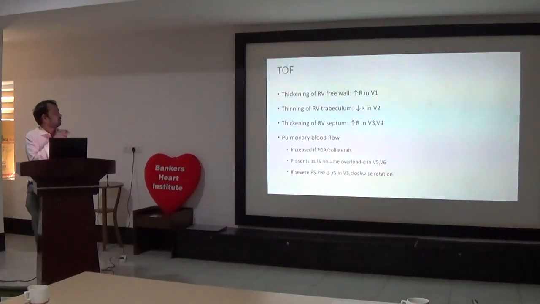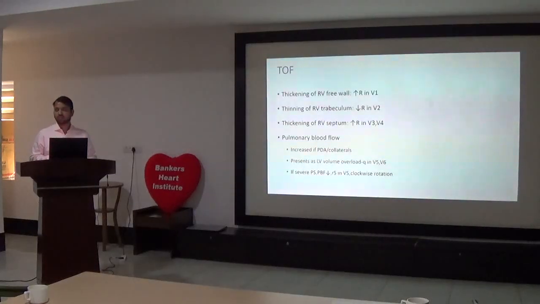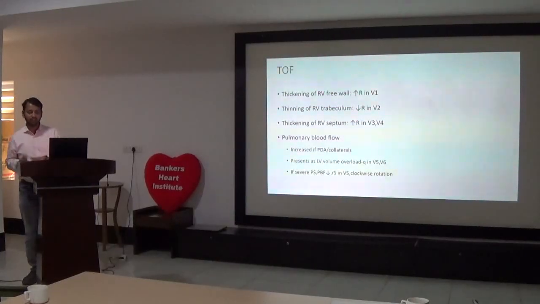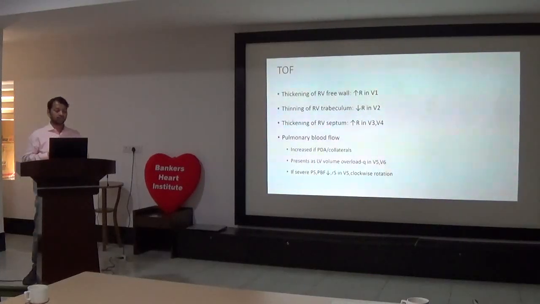This type of changes we can find in TOF. Because there is thickening of the RV free wall, we can get tall R waves in V1. There is thinning of the RV trabeculum, so there is sudden depression of R waves in lead V2, and after that there is thickening of the RV septum, so we can get the repeated tall R waves in V3 to V4.